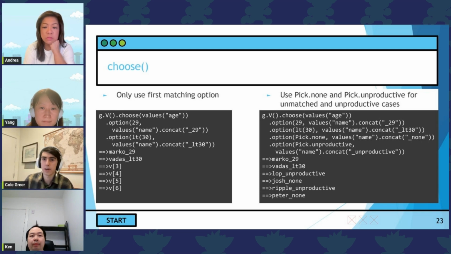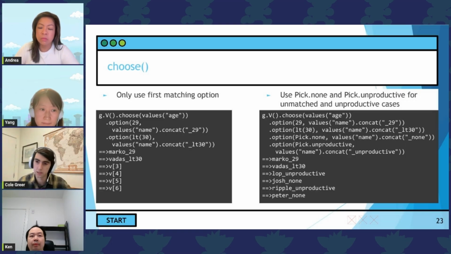The other change I want to highlight is with pick.none and pick.unproductive. I tend to think of these as the equivalent of a default case in a switch statement in a normal programming language. The reason we have two of them is we sort of have two different types of default in TinkerPop. So in the example here, it's the same query, but I've added two more options on it. But if we look at the choose itself, the choose traversal is values('age'). So that will try and extract the age property from the provided vertices.